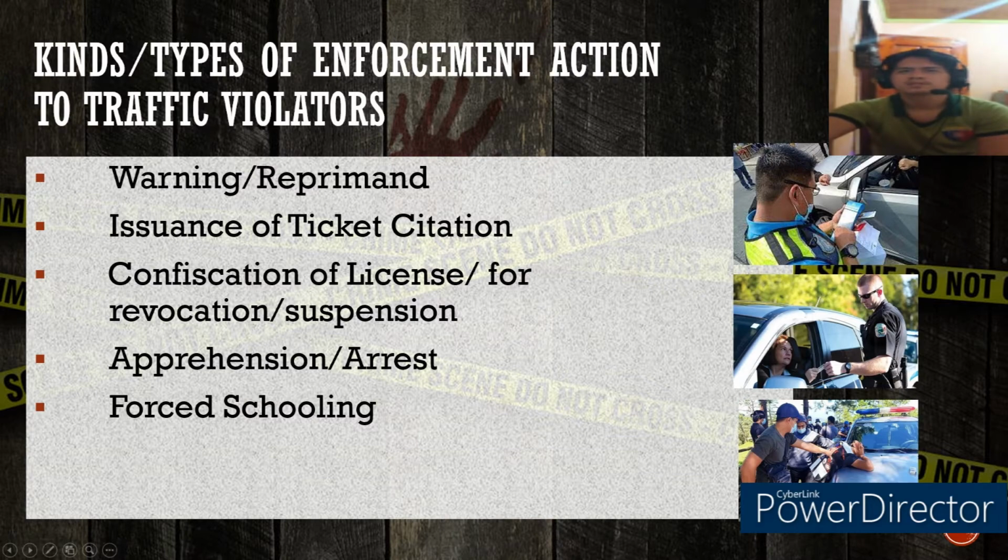Next is kinds of enforcement action to traffic violators. First is the warning, reprimand. So a warning or reprimand issued by the officer is a statement that the motorist has committed some offense. So the motorist may receive the warning either verbally or written, but will not be charged with the offense.